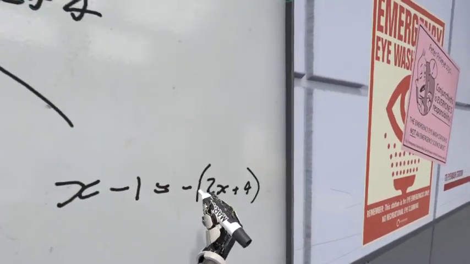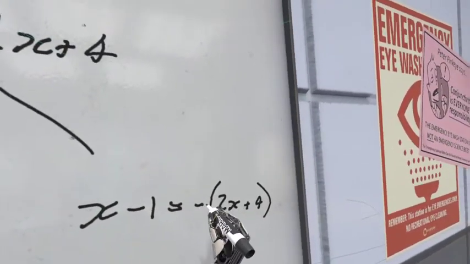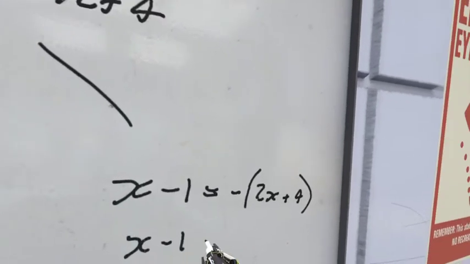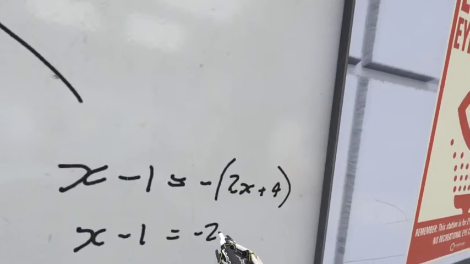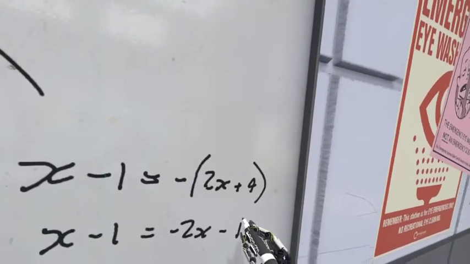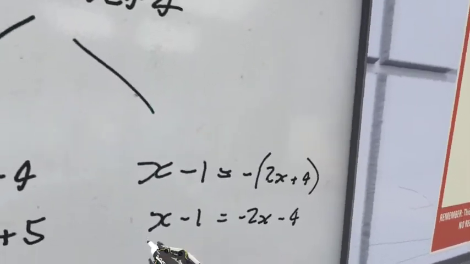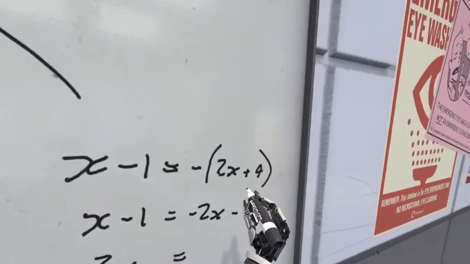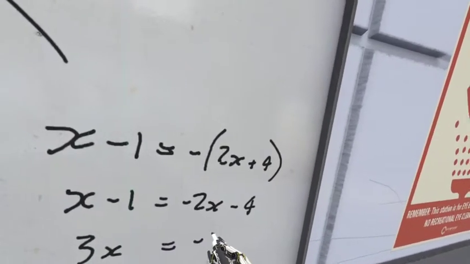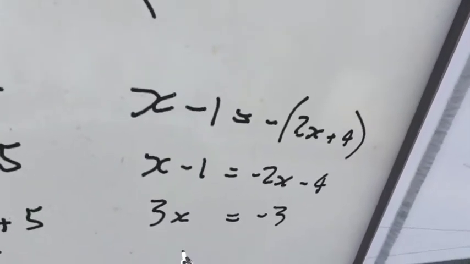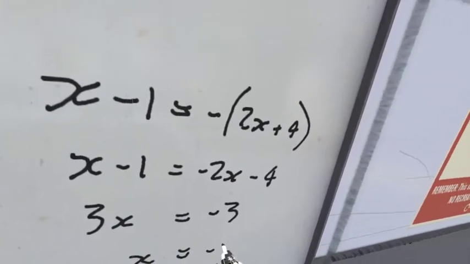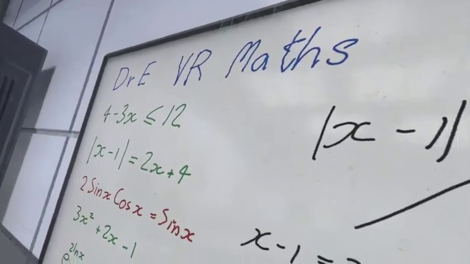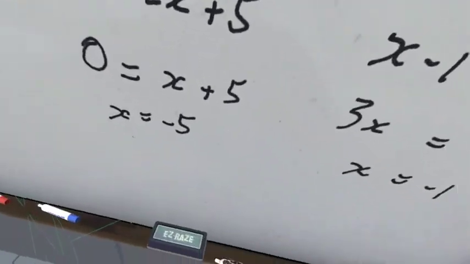Do the same here, noting that this negative makes that negative and that negative. So you've got x minus 5 equals minus 2x minus 4. Add 2x gives you 3x. Add 1 gives you minus 3. Divide by 3. So you've got these two answers here for an absolute value, and that should be pretty straightforward.